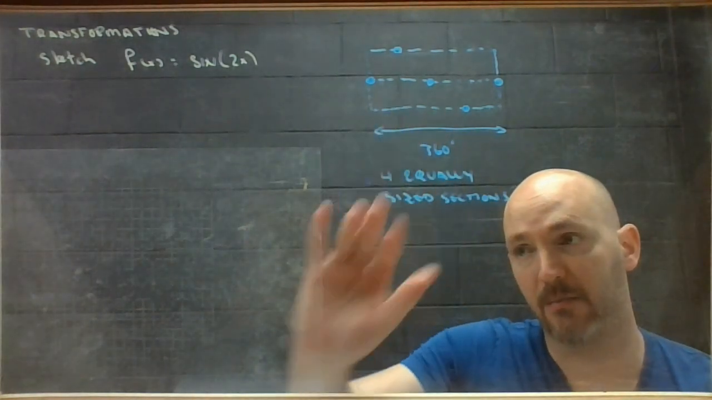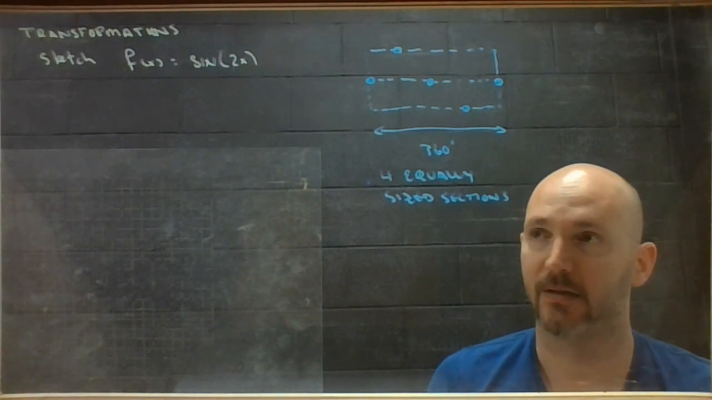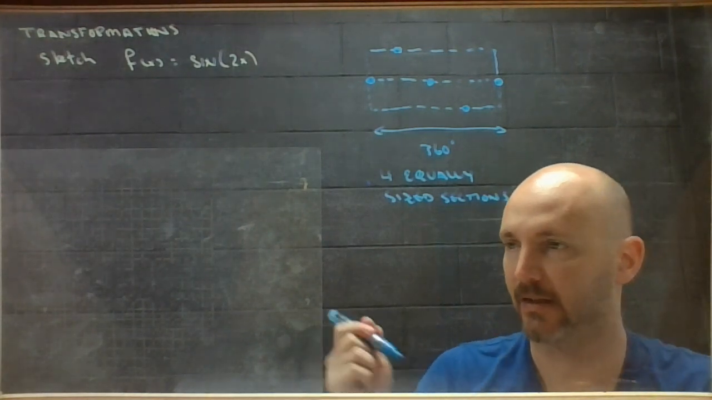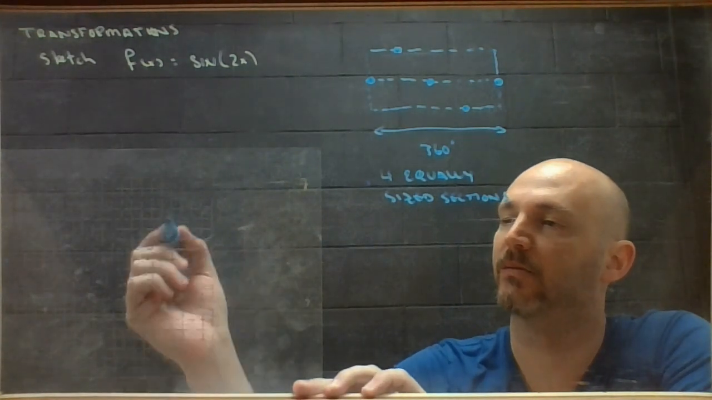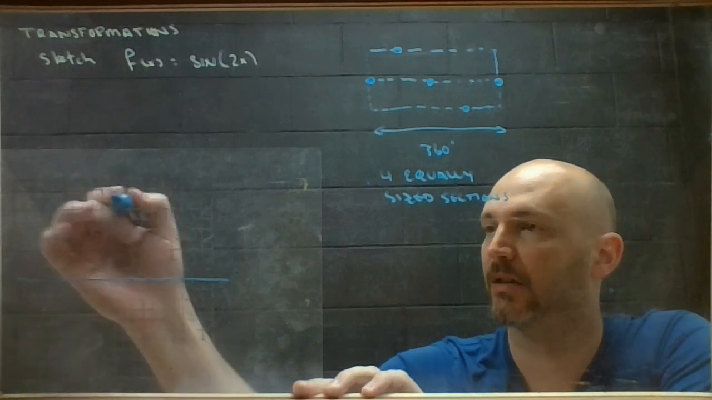So I need to get that box onto this grid here first. So I'm going to draw myself an axis, like so. Y-axis.